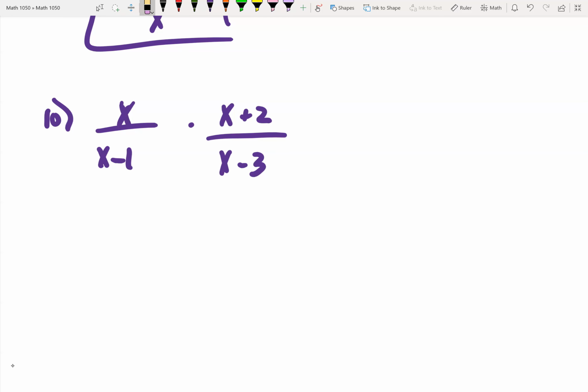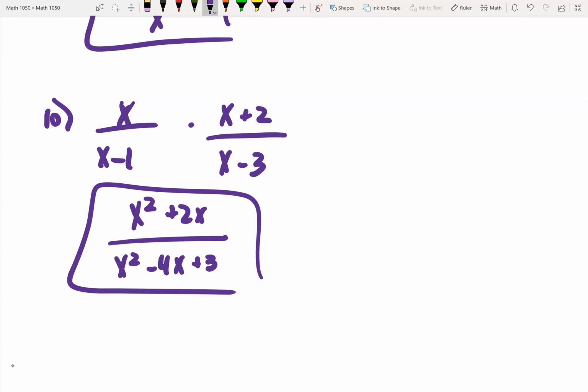See the x minus 1 on the bottom? Do I have an x minus 1 anywhere on the top? Nope. X plus 2 on the top. Do I have any x plus 2s on the bottom? No. X minus 3 on the bottom. Any x minus 3s on the top? No. So nothing cancels. So you just multiply the tops together and you get x squared plus 2x. Multiply the bottoms together and FOIL and you get x squared minus 4x plus 3. That's your answer. Done.